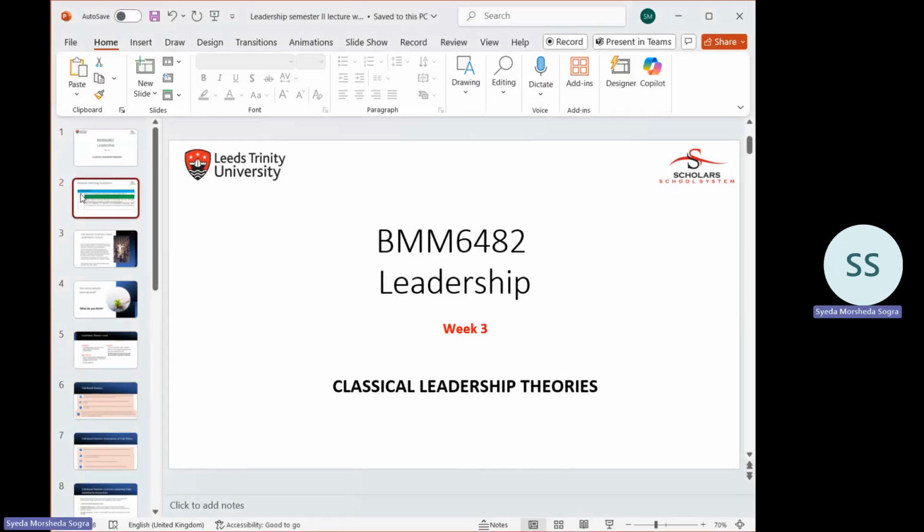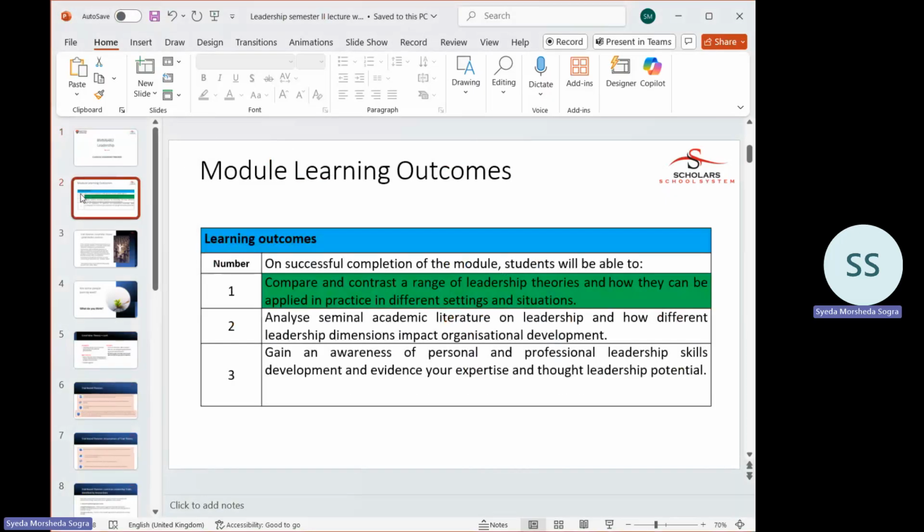Focusing on the learning outcome, we are focusing on learning outcome 1, where we will be comparing and contrasting a range of leadership theories and how they can be applied in practice in different settings as well as situations.